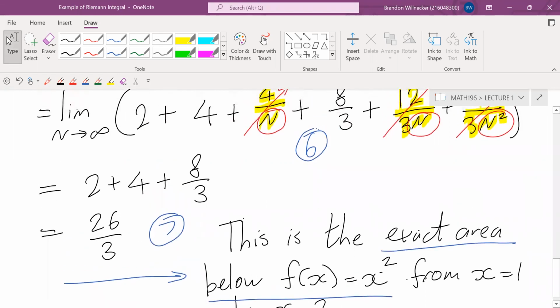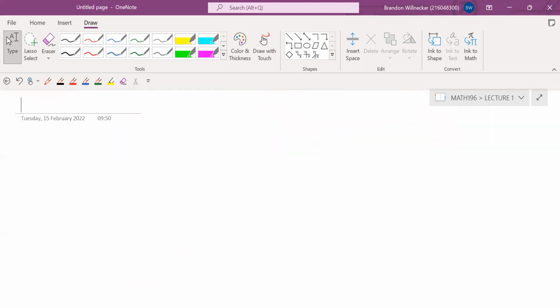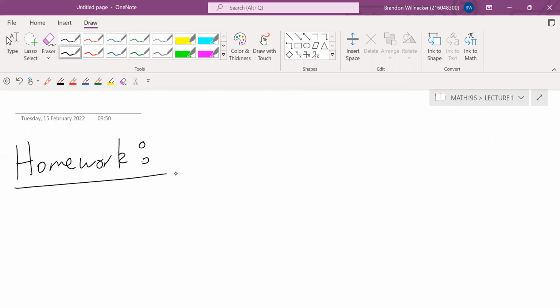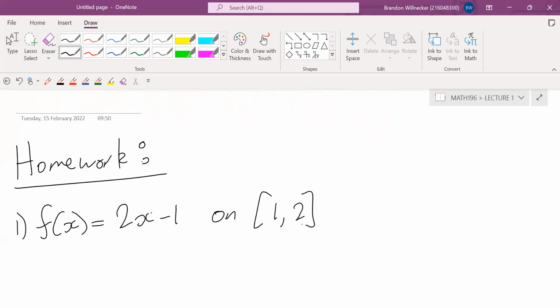Okay, let me give you some homework to do, and then we will check the homework later on when we go through the next lecture. Okay, so just some homework questions here. They're not too bad. It's exactly the same as what we covered before. So, number 1, f of x is equal to 2x minus 1 on the interval [1, 2]. So we want to find the area below this curve on this interval.